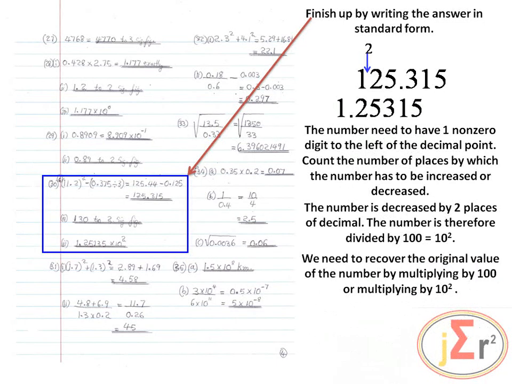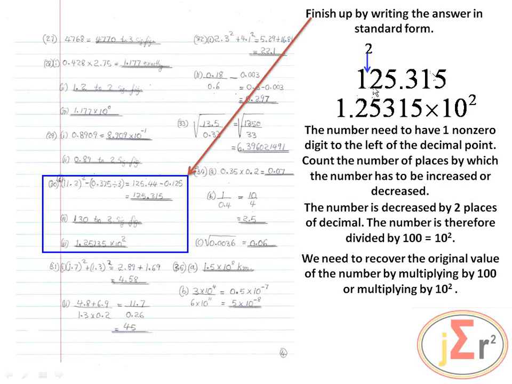We need to recover the original value of the number by multiplying by 100 or by multiplying by 10 to the power of 2. So right here we have that number multiplied by 10 to the power of 2. Why do we multiply by 10 to the power of 2? Because in order to write this number in standard form, which is actually this number in standard form, we can only have one non-zero digit to the left of the decimal point.